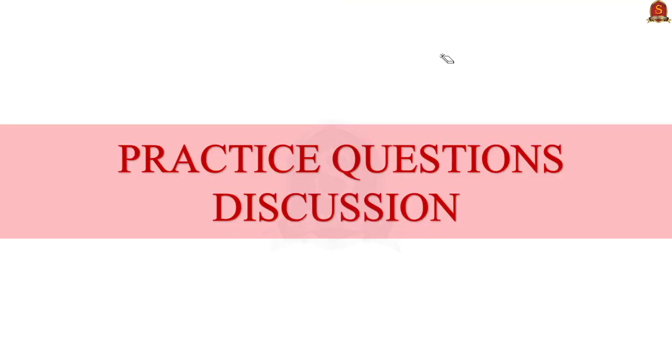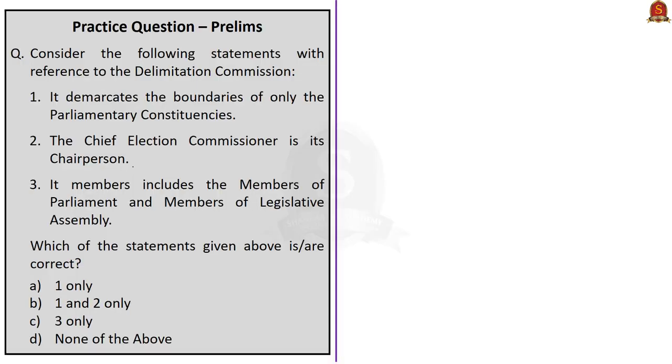Now let us see some of the prelims practice questions. Now let us take up this question. This question is about the Delimitation Commission. It is a 3-statement question. The first statement states that it demarcates the boundary of only the parliamentary constituencies. The second statement states that the Chief Election Commissioner is its chairperson. And the third statement states that its members include the members of Parliament and members of Legislative Assembly. Which of the statements given above is or are correct?